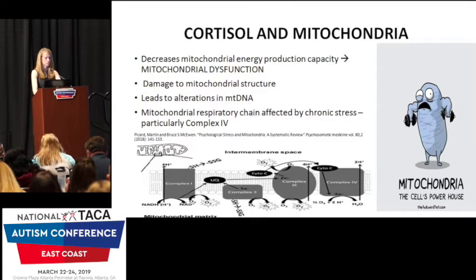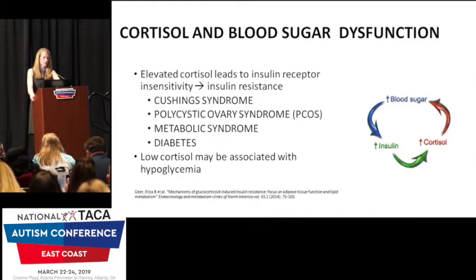And then blood sugar dysfunction. So cortisol elevated levels can lead to insulin receptor insensitivity, which then will lead to insulin resistance. And as a result, you're going to get increased blood sugar. Some conditions that you'll see with this are Cushing's syndrome, polycystic ovary syndrome, so PCOS, which can be pretty common in our females with ASD, metabolic syndrome, as well as diabetes. And then low cortisol can be associated with hypoglycemia.